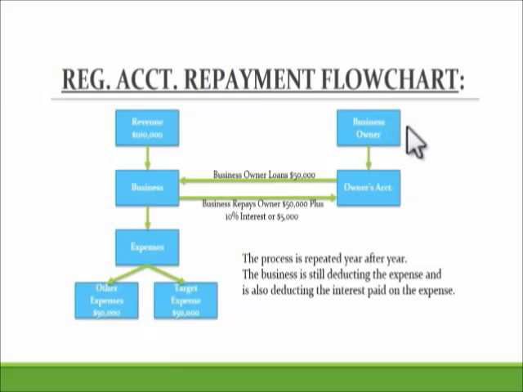Over here you have the business owner. You deposit $50,000 into an account. You turn around and you lend that money to your business. Your business in turn uses that money to pay the targeted expenses.